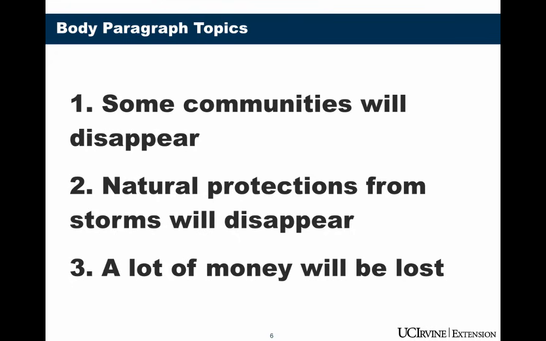Then the writer is going to think of several examples of that devastation. Remember, we're trying to show this to the reader, so we need several points that will make them understand this problem. These will be the topics of the body paragraphs. Some communities will disappear. Natural protections from storms will disappear. And a lot of money will be lost. Then the writer will use some examples from his different sources to help support these points.